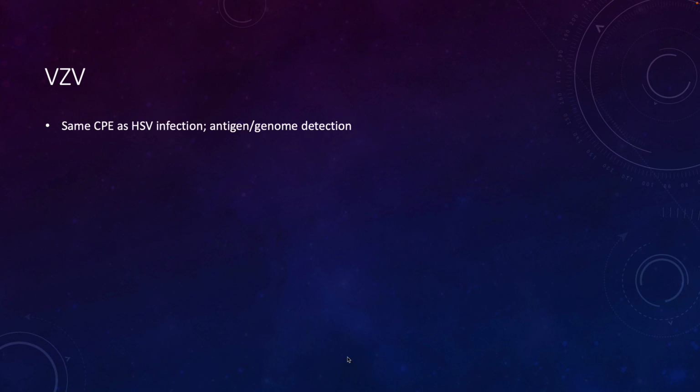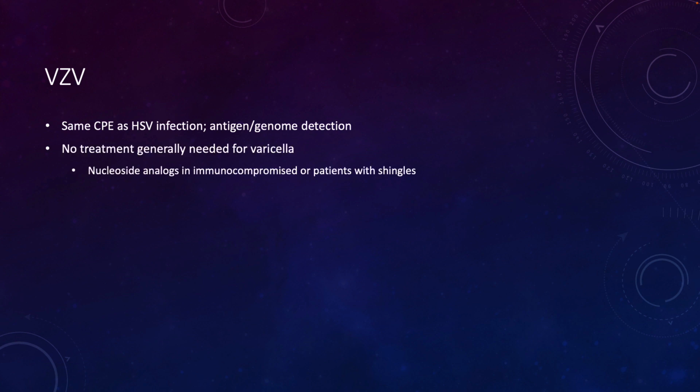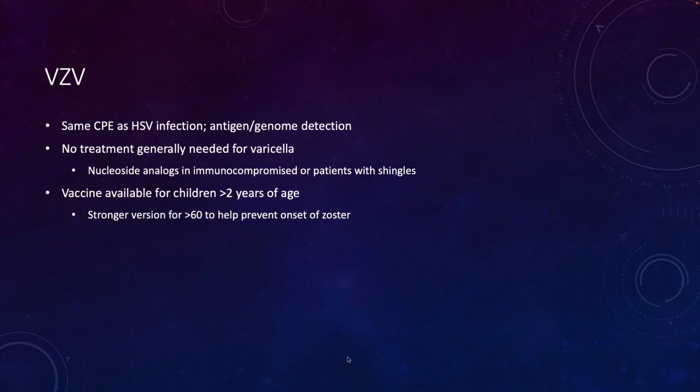The cytopathic effects are going to be similar to herpes simplex infections. You're going to see cell lysis. You'll see syncytia formation. You can diagnose chickenpox from antigen or genome detection. Generally, if a child has chickenpox, varicella, you don't treat them. If a patient is immune compromised or if a patient has shingles, you can prescribe nucleoside analogs. There is a vaccine available for children over the age of 2.